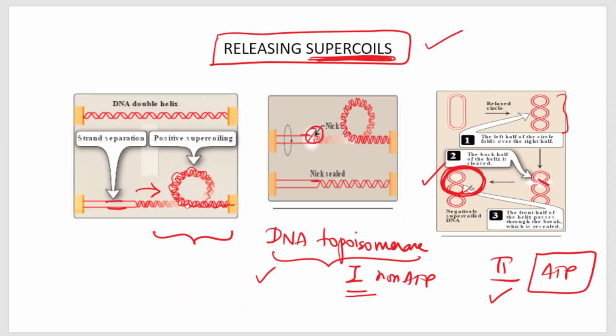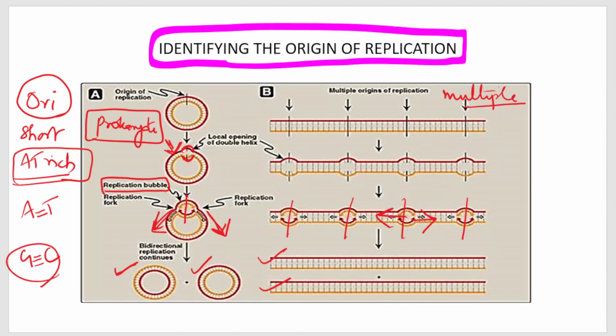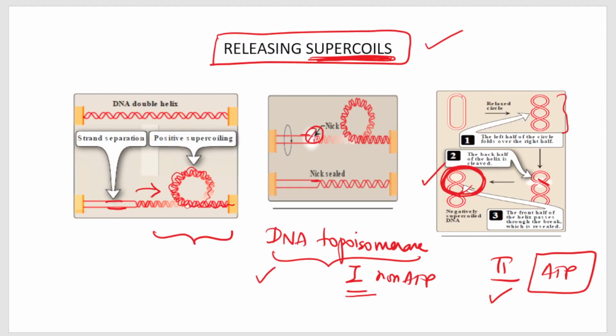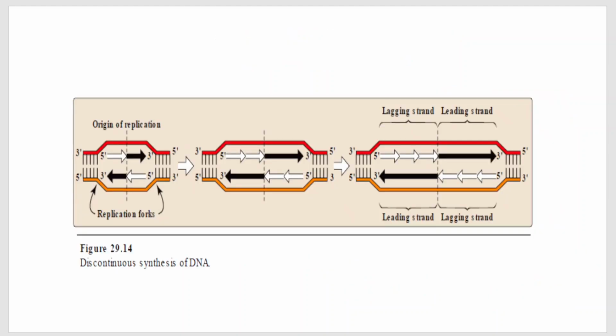So now what have we done? We have identified the origin of replication. We have formed the replication fork. There is unwinding of the DNA strand using DNA helicase and single-stranded binding proteins. And then whatever supercoils have been created, we have released using DNA topoisomerase. Now we have to understand two concepts. One is the lagging strand, the other one is the leading strand. So what are they?